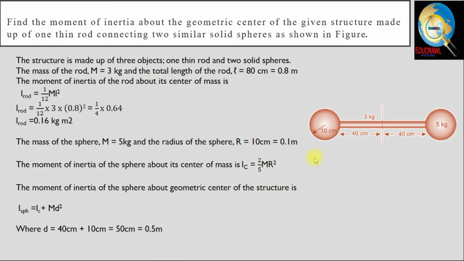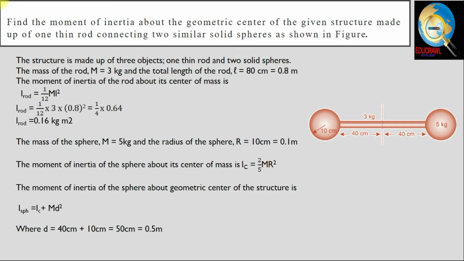So substituting all these values, we need to find the total moment of inertia. First let us start from the rod. I about the rod is equal to 1 by 12 m l squared. The moment of inertia for all shapes is given in our class 11 physics book, volume 1. It is given as a tabular column.